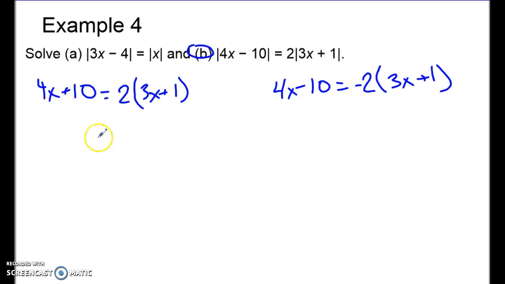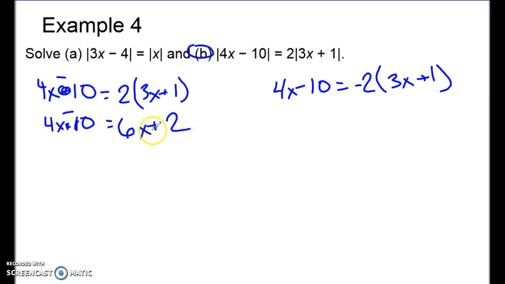Okay, so now that we're here, we can go ahead and distribute and solve. So I'm going to have 4x plus 10, and I don't know where this plus came from. I was incorrect on that. It is a subtraction. So we're just going to go back and double check and change that. So that's gone. That's a minus. 4x minus 10 equals 2 times 3x is 6x. 2 times 1 is 2.